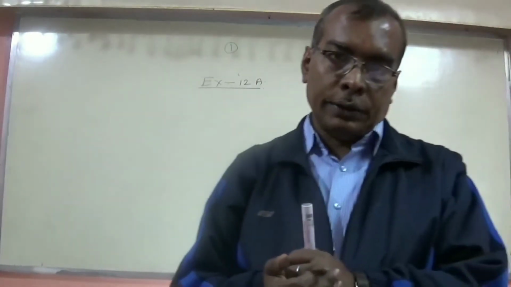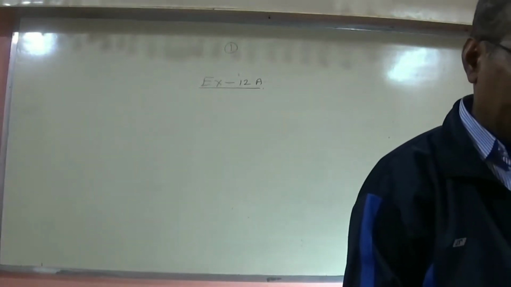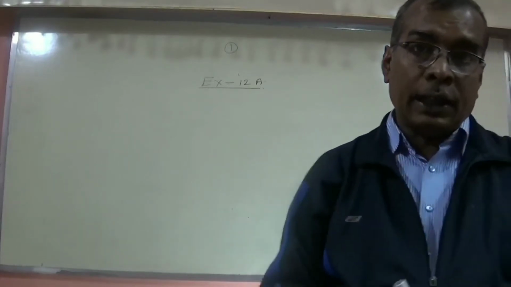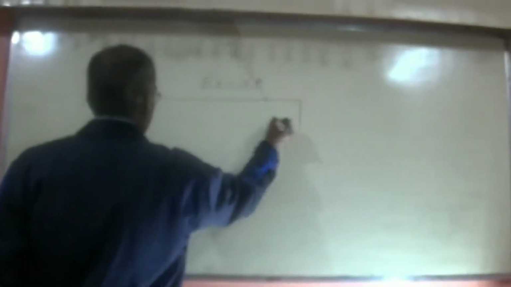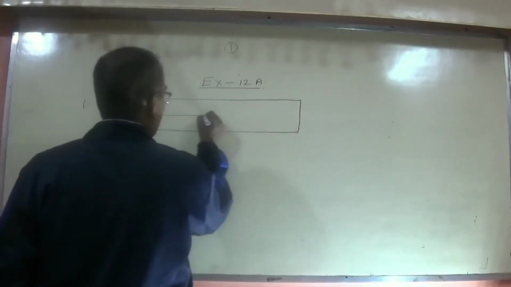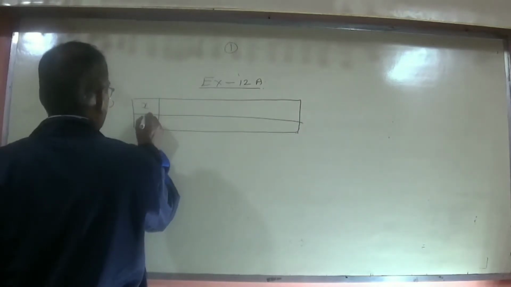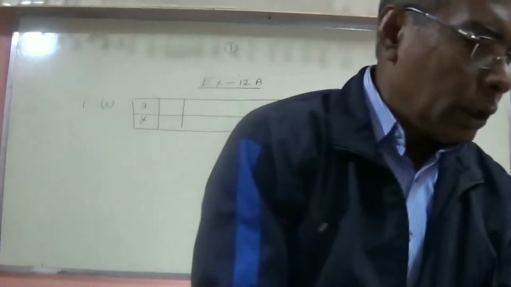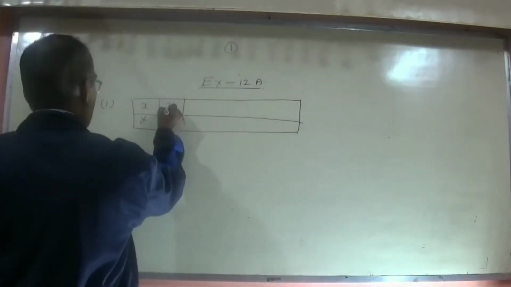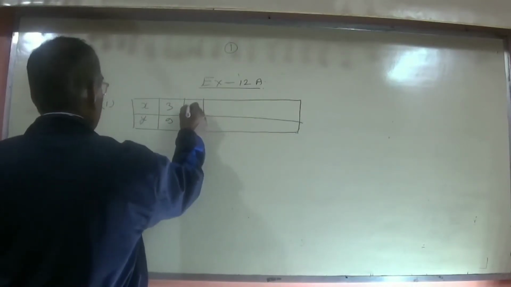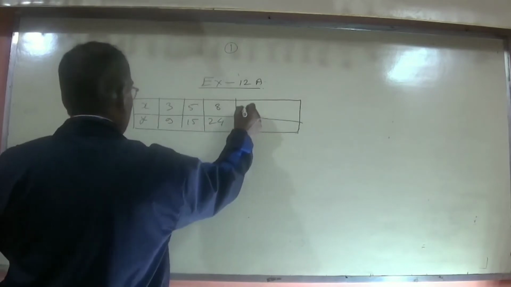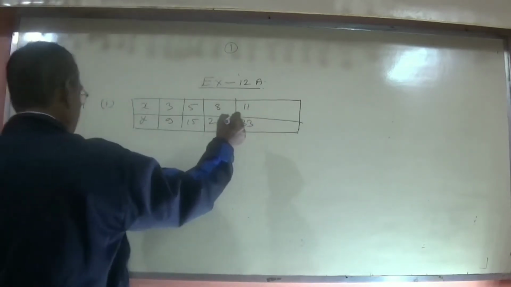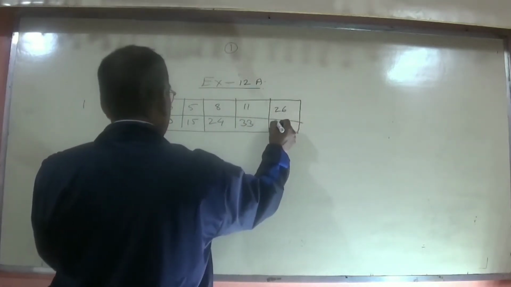Question number 1. Observe the table given below and in each case find whether x and y are in direct proportion or not. Suppose I solve one question here. Make a table: this is x, this is y. Here it is given that 3, this is 9. This is 5, this is 15. This is 8, this is 24. And this is 11, this is 33. And this is 26, and this one is 78.